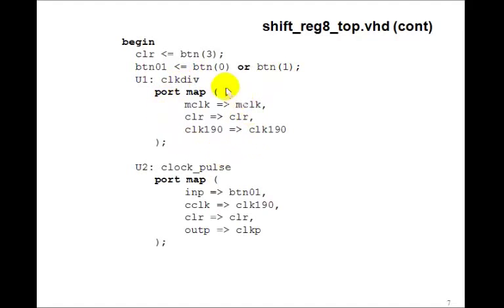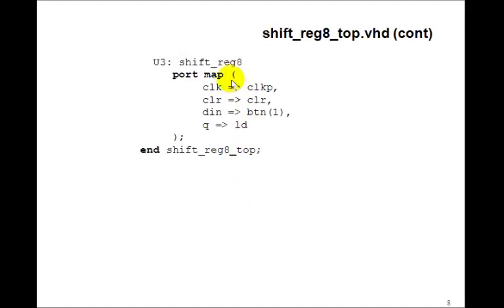And then we have the port map for clock div, bringing out the clock 190. We have the port map for clock pulse, in which case the input is button 01, you remember, and the output is clock P. And then we have the port map for shift reg 8. The D in is button 1, and the clock P is the clock input, and the Qs will get displayed on the LEDs.